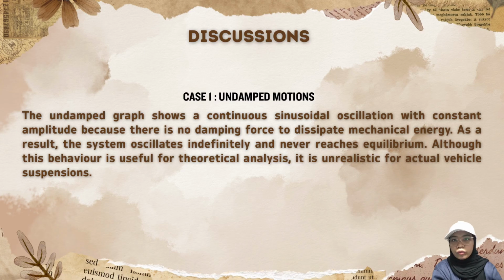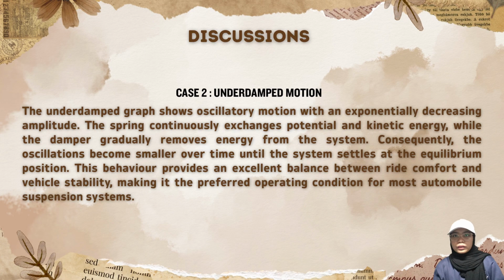Although this behavior is useful for theoretical analysis, it is unrealistic for actual vehicle suspensions. In underdamped motion, the graph shows oscillatory motion with an exponentially decreasing amplitude. The spring continuously exchanges potential and kinetic energy, while the damper gradually removes energy from the system. Consequently, the oscillations become smaller over time until the system settles at the equilibrium position.